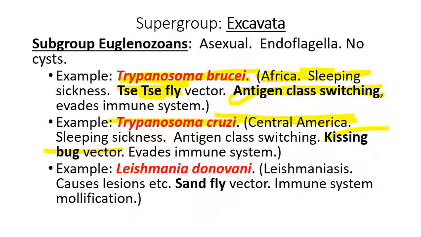And then we have Leishmania donovani, which causes a disease called leishmaniasis, which causes lesions or blisters on the skin. It also causes uncontrolled swelling of certain parts of the body. Looks sort of similar to elephantiasis. It's carried by an insect vector called a sandfly, and it does immune system mollification. Mollification means to kind of say, don't worry about us. We're not dangerous. Just leave us alone.